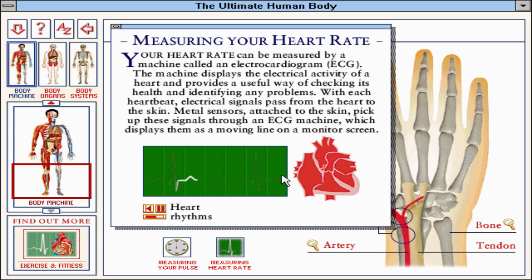Your heart rate is worked out by measuring similar distances between the patterns. The shape of the patterns tells the doctor about your heart's health.